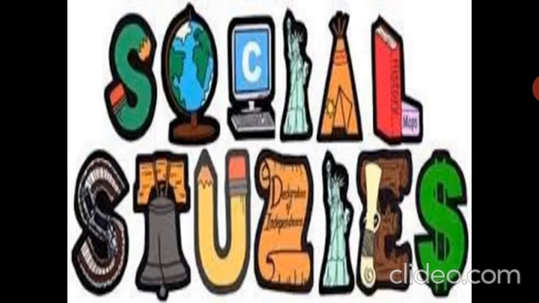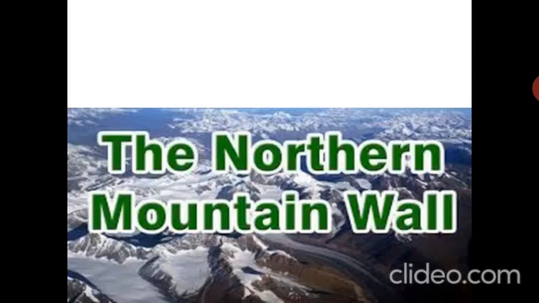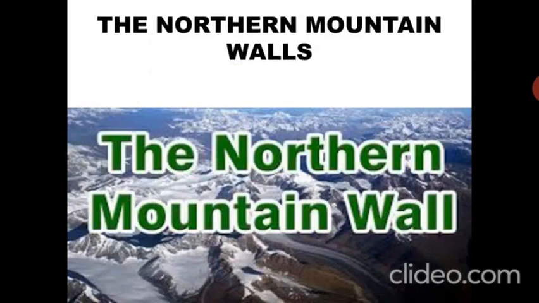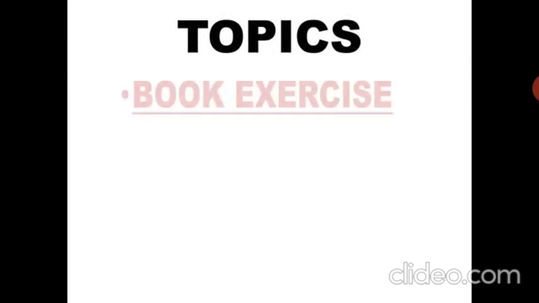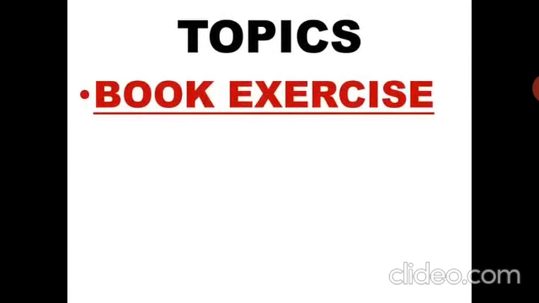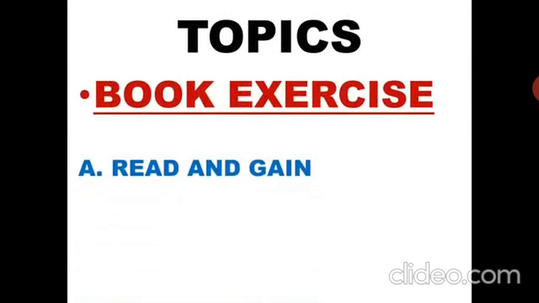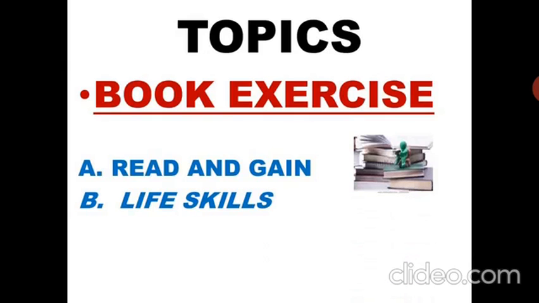And in social science, students, today we will discuss chapter 2, the northern mountain walls. In this chapter, we will do the book exercise, the read and gain activity. We will read some information, and then we will gain knowledge from that paragraph. And second, we will do the life skill activity. We will learn something new.